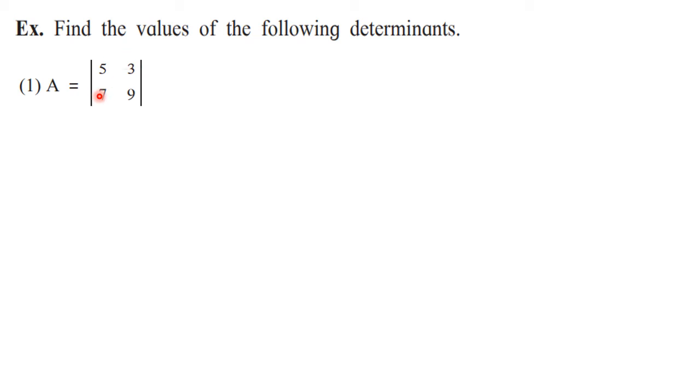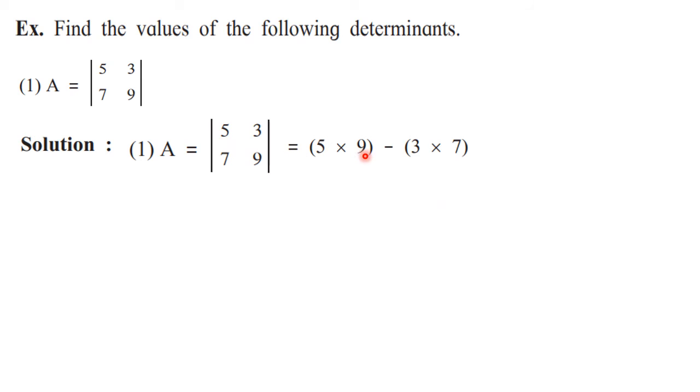Just now we have seen. So how we are going to write it? 5 into 9 minus 3 into 7. Always try to write down these pairs in brackets. It will help you. Otherwise, when you are writing it without the brackets, you may make mistakes. So always try to write down in brackets, because you know that we are always solving the brackets first. So 5 nines are 45 minus 3 sevens are 21. 45 minus 21, that is 24. So value of this determinant is 24.